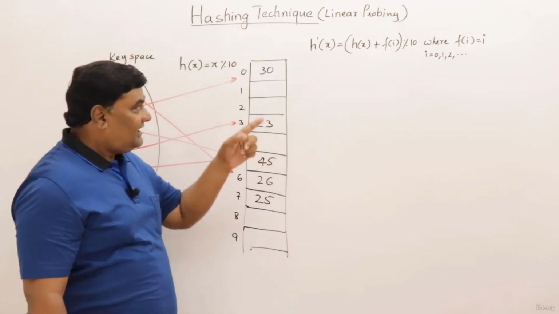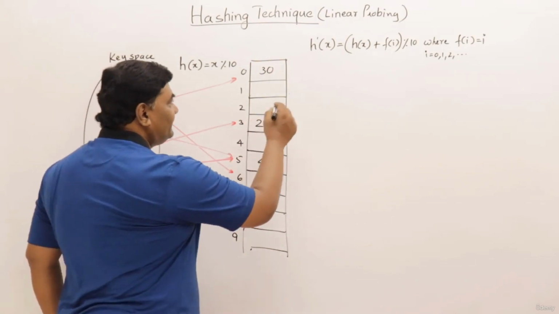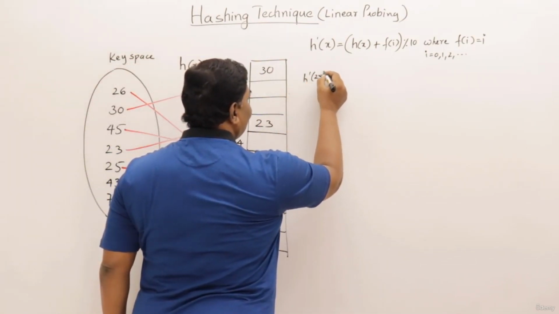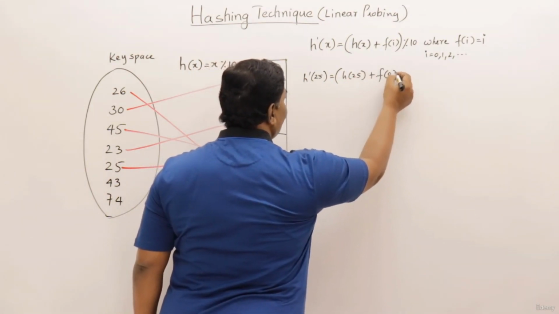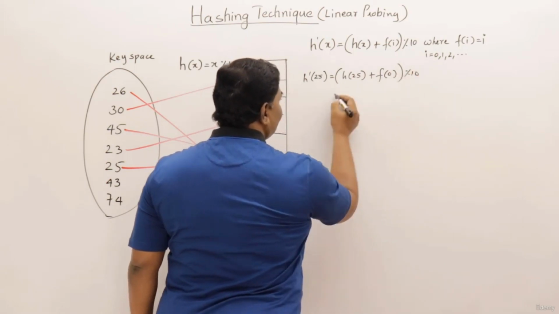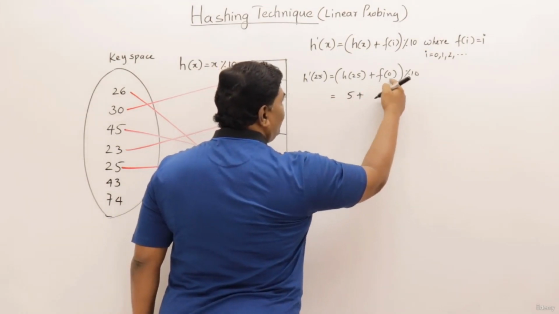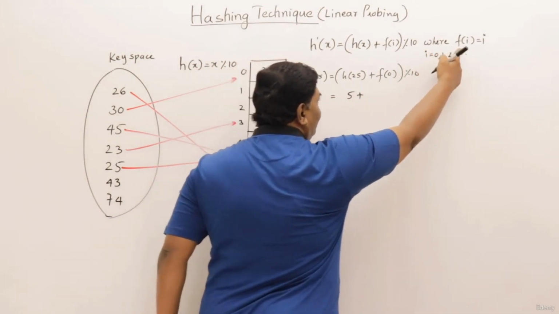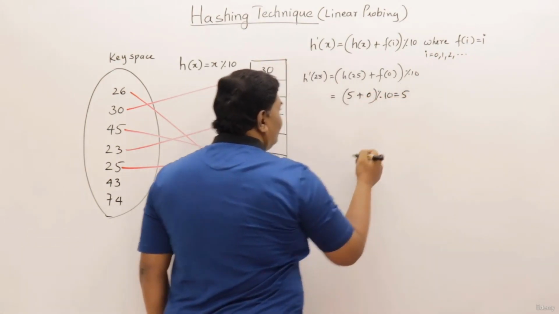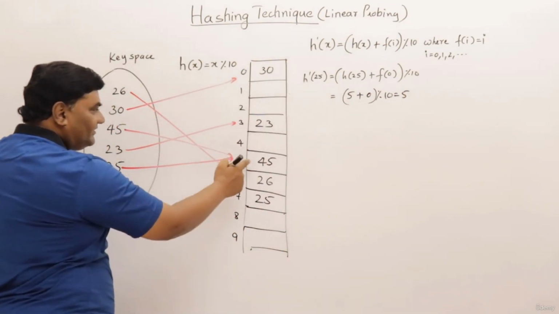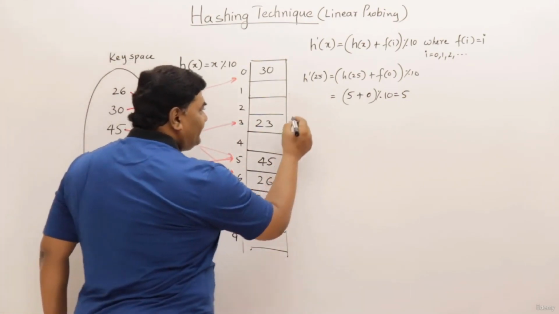Now let me show you how that function is used, what that function says. For 25, let us do it. h'(25) is (h(25) + f(0)) mod 10. The result of h(25), this is the hash function, is 5, plus f(0). f(i) is i, right? So this is 0 only. 0 mod 10, so the answer is 5. So this has given index 5. But there is a collision. We have used that function, right? So collision. Then next what will we do?